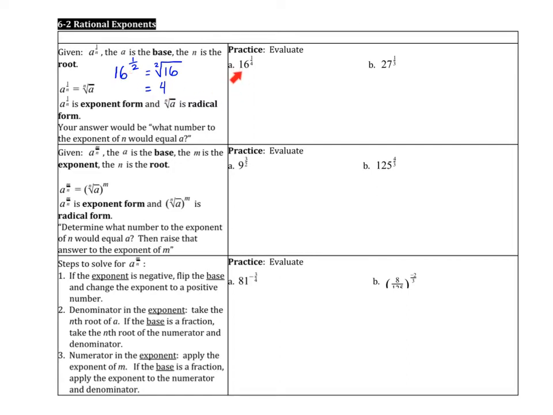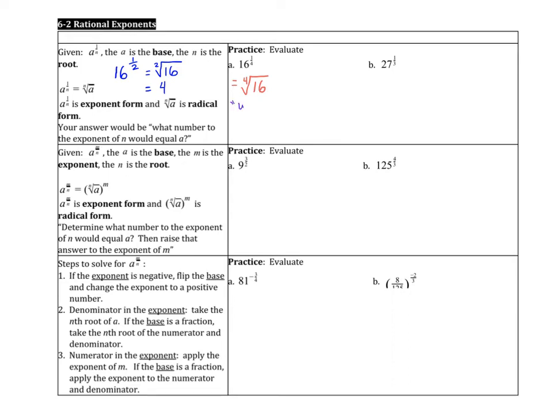So in this example, 16 to the 1 over 4, that means it is the 4th root of 16. So we're going to look later what happens if the numerator is not 1, but for now, if the numerator is 1, the denominator makes a root. So that is equal to the 4th root of 16. So it looks like this. A little 4 inside that root, 4th root of 16.